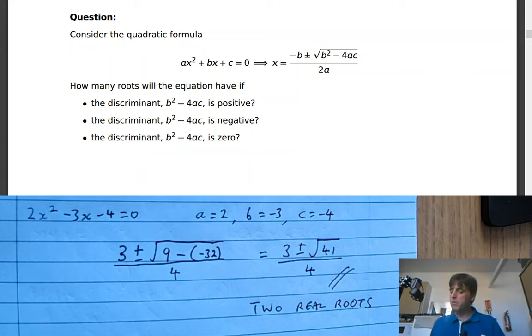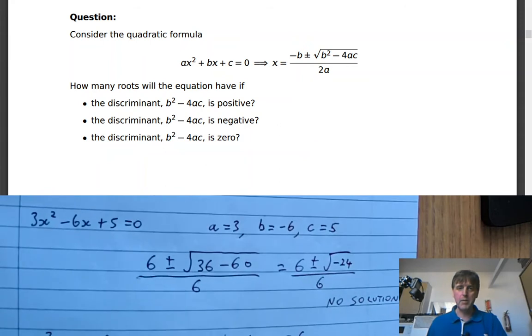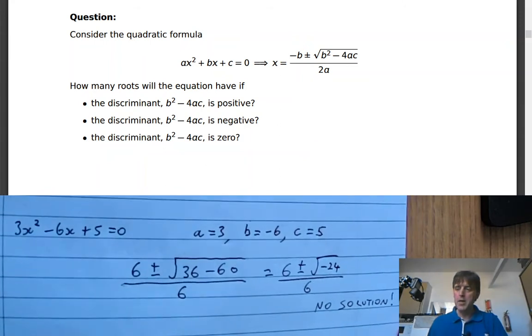Okay, what about if the discriminant was negative though? Well, that was actually our third example. Let's get that one up again. That was this one right here. So this one, we had a negative number underneath the square root symbol, and that left us with nowhere to go. You know, we can't take the square root of a negative number and get a real number answer. So therefore, that gave us no solutions or no real roots to that equation.